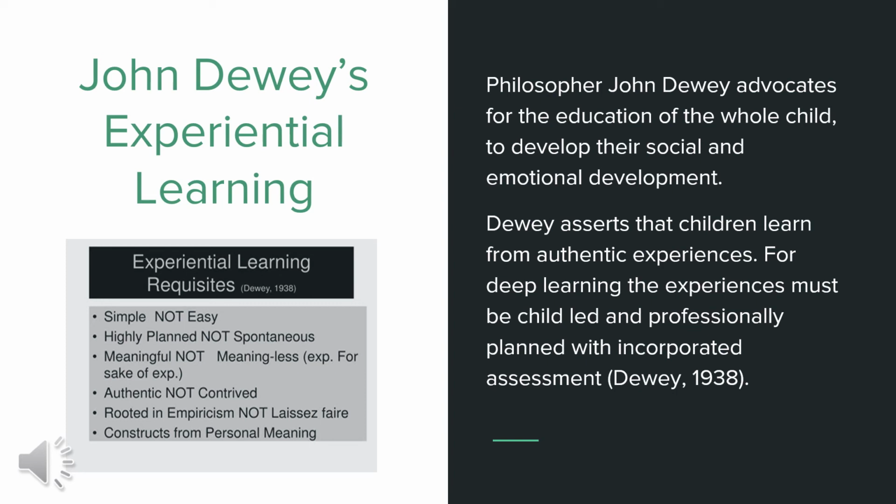As with the previous two learning models, the transdisciplinary learning model also relies heavily upon John Dewey and his experiential learning theory. John Dewey advocates for the education of the whole child to develop their social and emotional development. Dewey asserts that children learn from authentic experiences. For deep learning, the experience must be child-led and professionally planned with incorporated assessment.